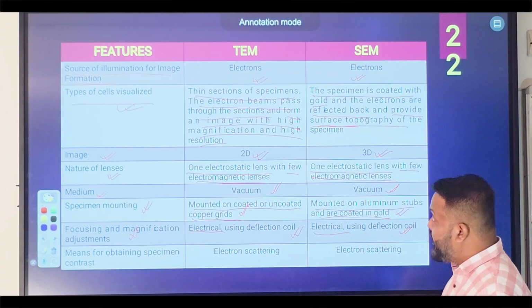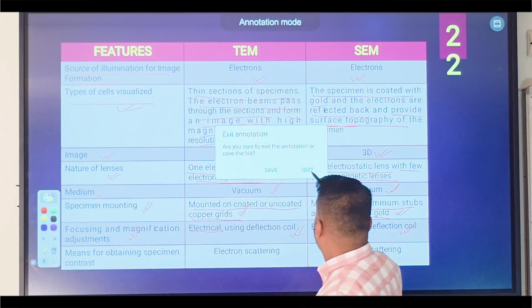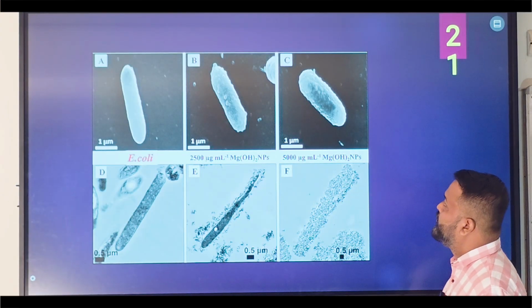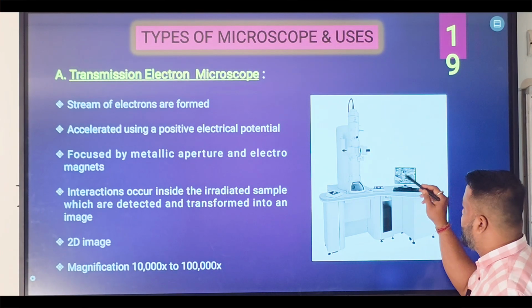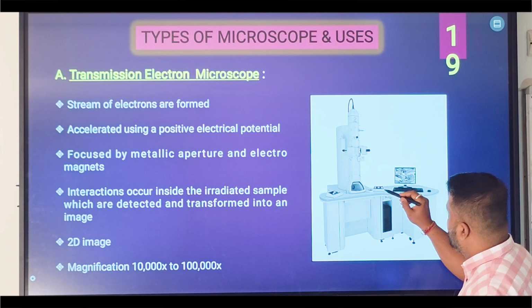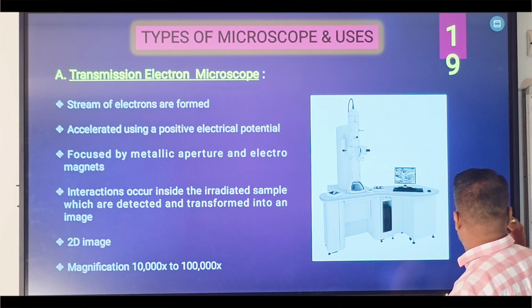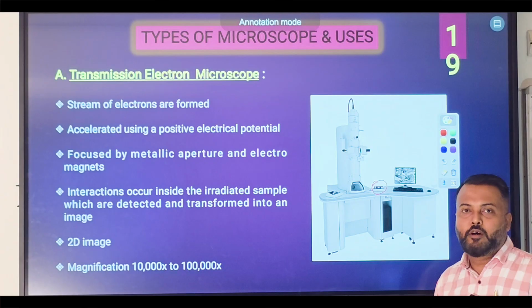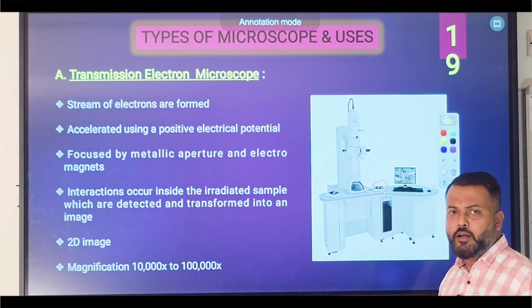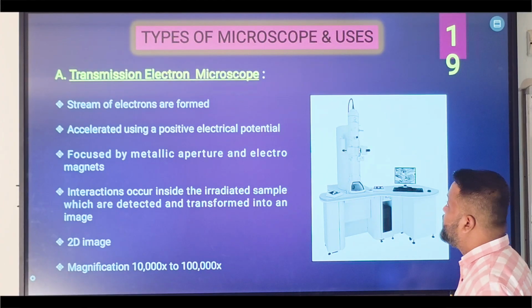Here I can show you one. Here you can see that a PC system is there along with the system. This is the device through which you can monitor the system, or you can focus or magnify, or whatever adjustments you require, you can do it with the help of this one.